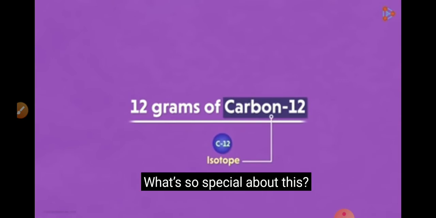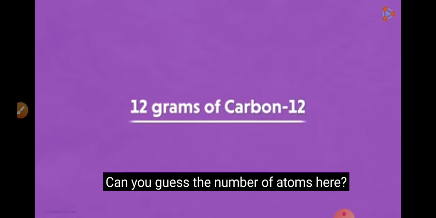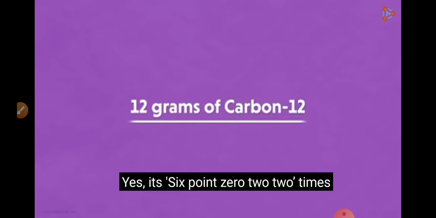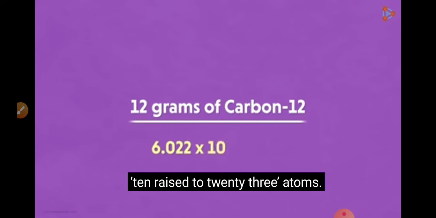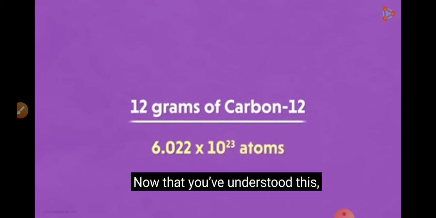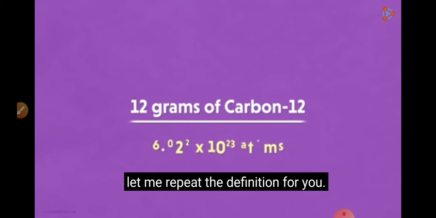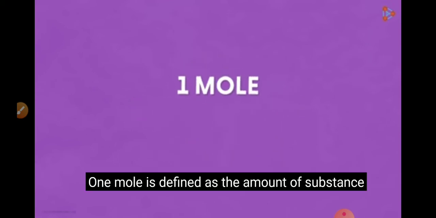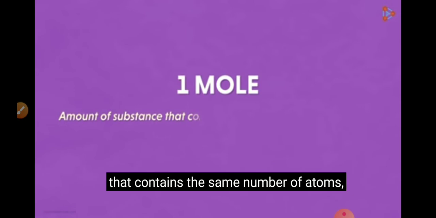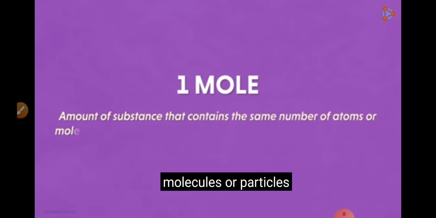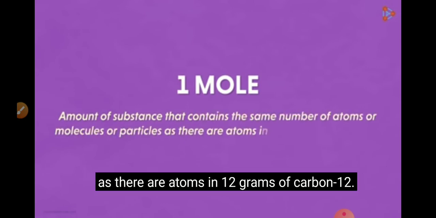What's so special about this? Can you guess the number of atoms here? Yes, it's 6.022 times 10 raised to 23 atoms. Now that you've understood this, let me repeat the definition for you. 1 mole is defined as the amount of substance that contains the same number of atoms, molecules, or particles as there are atoms in 12 grams of carbon 12.